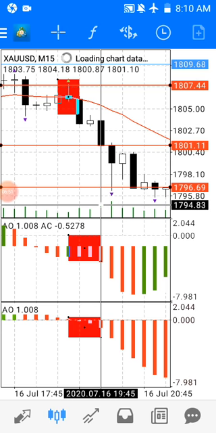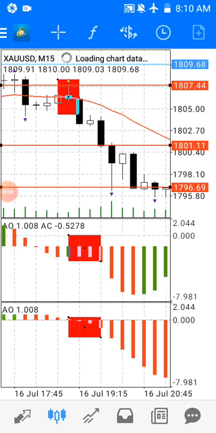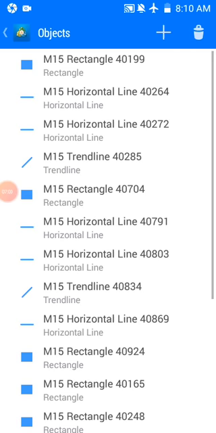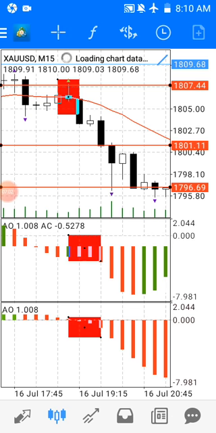Now your take profit will be the height of your stop loss to your trade entry. Take profit will be the height of stop loss to the trade entry. So take profit around here.